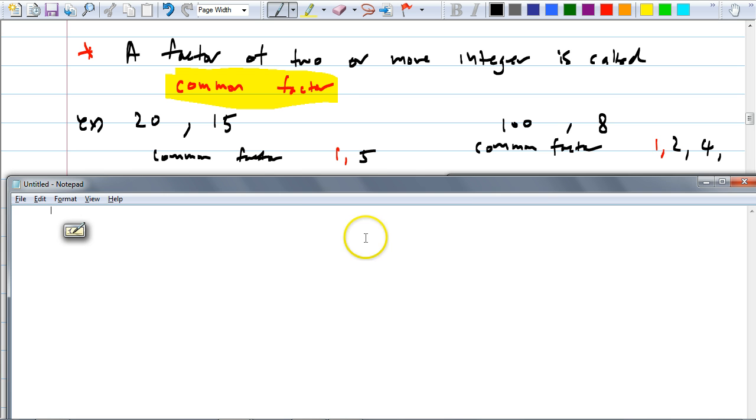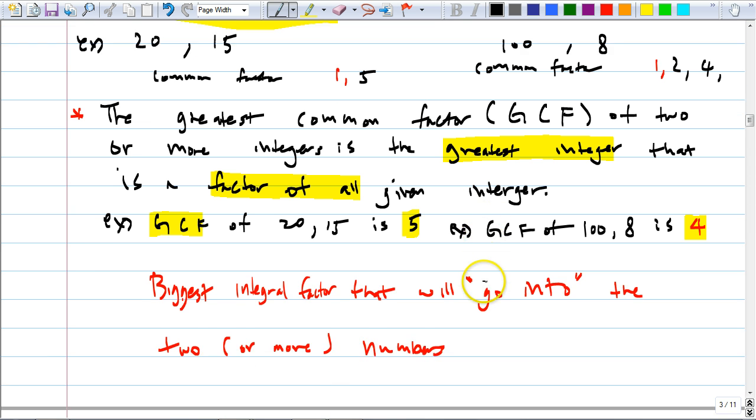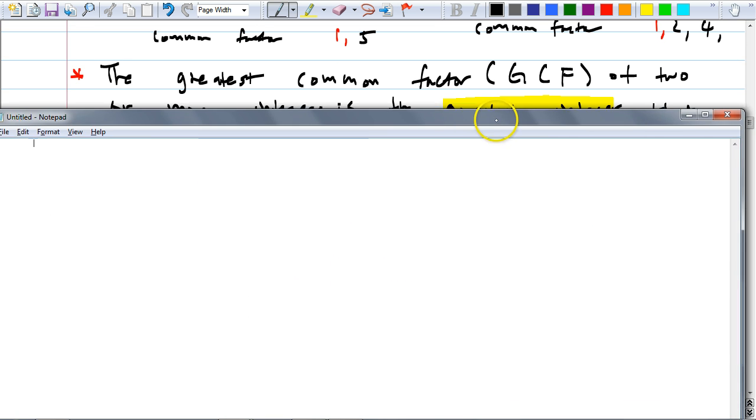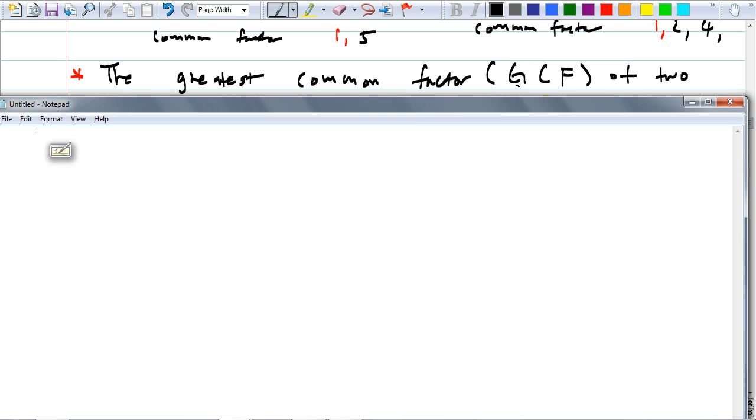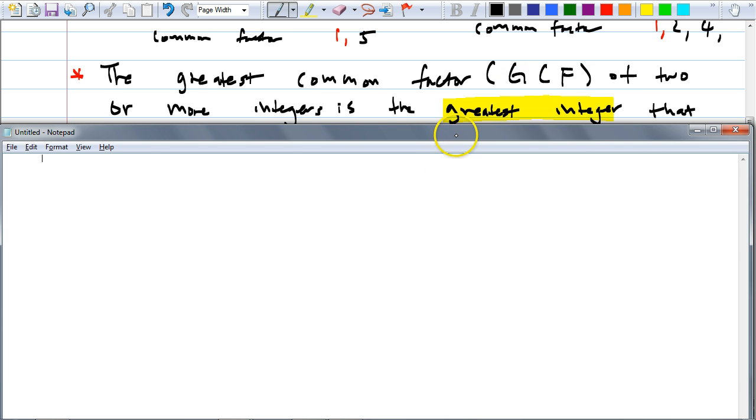Okay, so write this down. So greatest common factor, GCF, of 2 or more numbers is what? It's exactly what you just talked about. It's the greatest integer that is common to two or more integers.